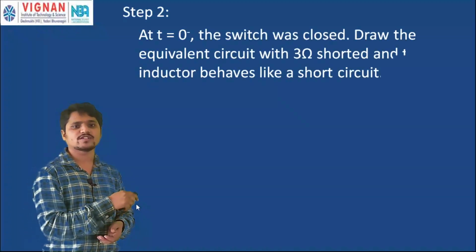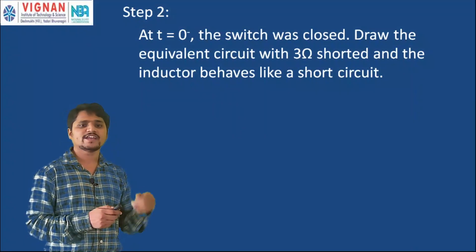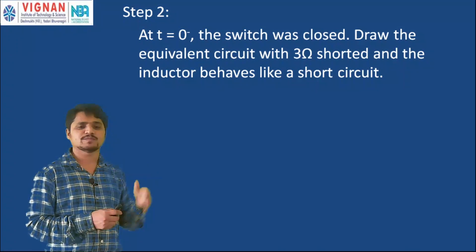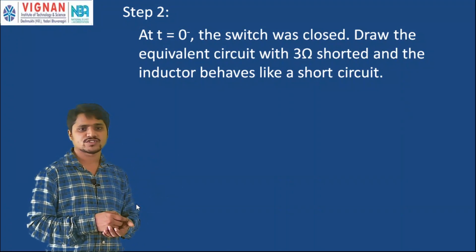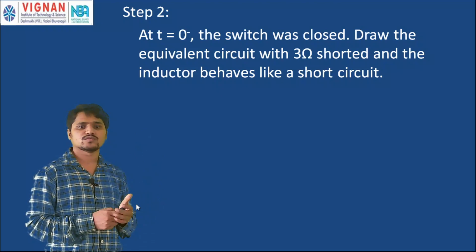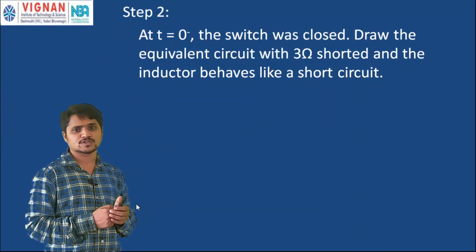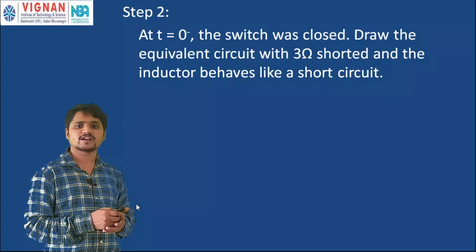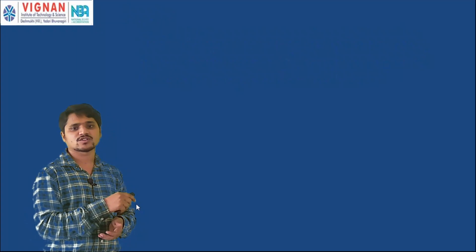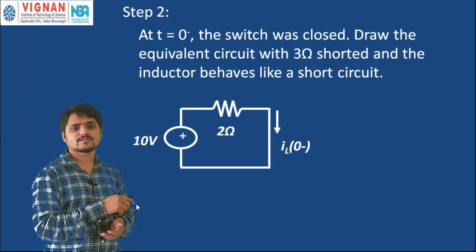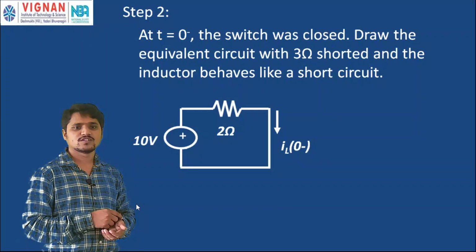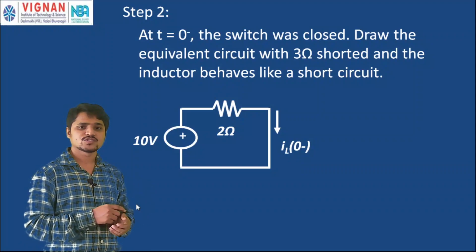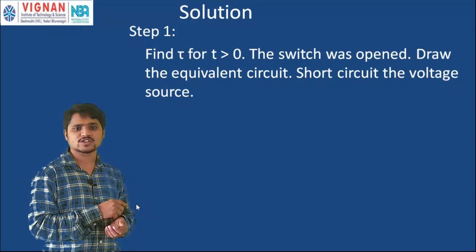Okay, once you find the time constant of the circuit, at t equal to 0 minus, that is the initial condition before opening the switch, the switch was closed. That is, before you open the switch, already the switch was in closed position. Now in this case we have to draw the equivalent circuit with the 3 ohm shorted and the inductor behaving like a short circuit. Now see here. So this is the condition. Switch was closed means this is the equivalent circuit. How? Because this is the actual original circuit, this one.